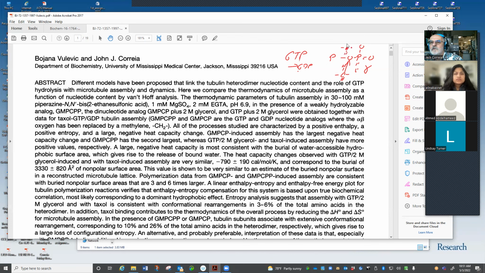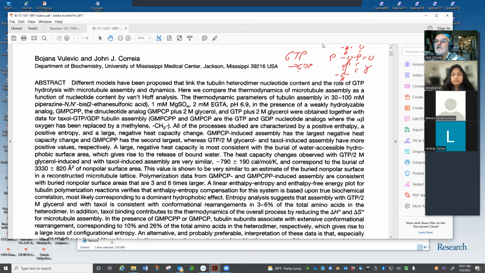Because they would be uncleavable. It turns out that these analogs don't bind to tubulin, or they bind to tubulin really weakly. It has something to do with the active site. And these just don't work very well.